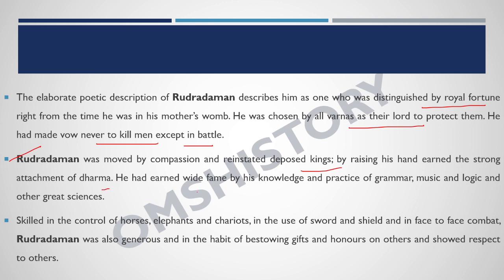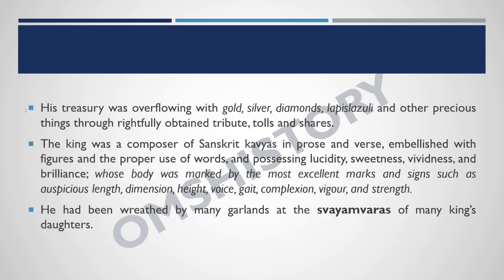earned a strong attachment of dharma. He also earned wide fame by his knowledge and practice of grammar, music, logic and other great sciences. This inscription also talks about him as very skilled in the control of horses, elephants and chariots, in the use of sword and shield, and in face-to-face combat. Rudraman was also generous by habit, because he bestowed gifts and honors on others, and showed respect to others as well. This inscription also talks about his treasury, which was filled with gold, silver, diamonds, lapis lazuli and other kinds of precious things.